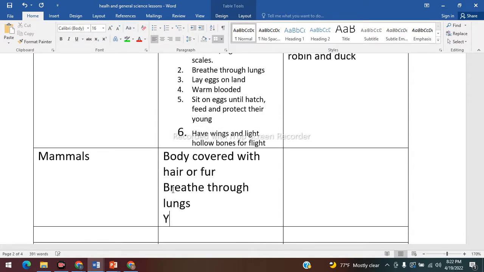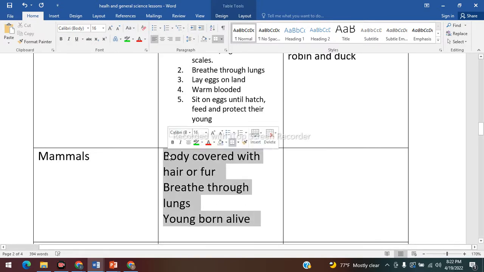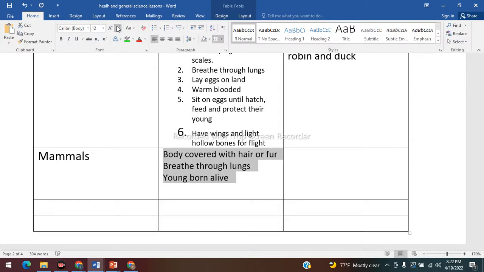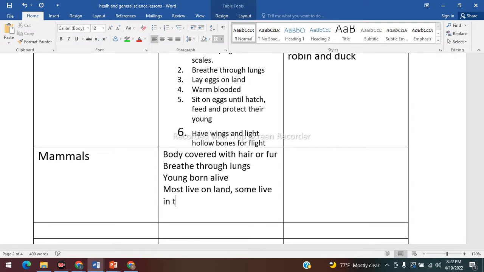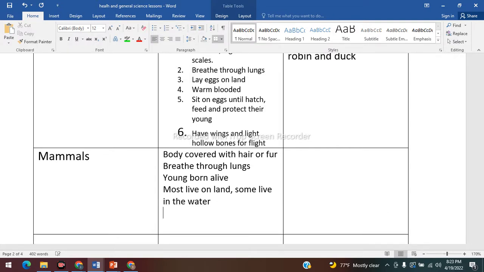Our young are born as babies, alive, not as eggs. Do all mammals live on land? No, dolphins. For example, a whale, a dolphin, an orca. But most of them live on land, while some live in the water.